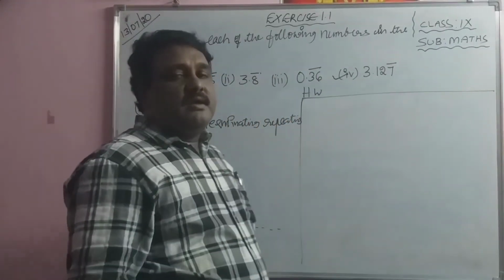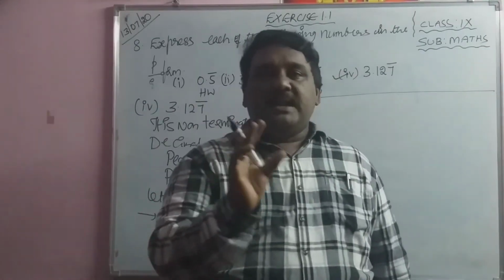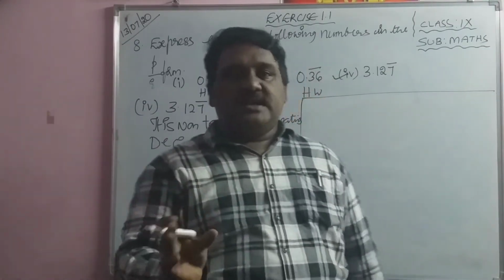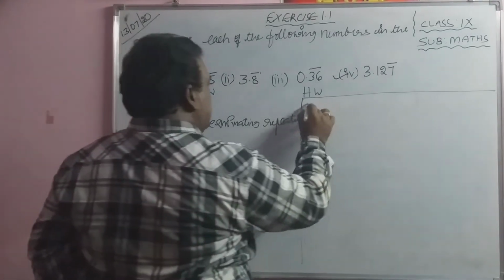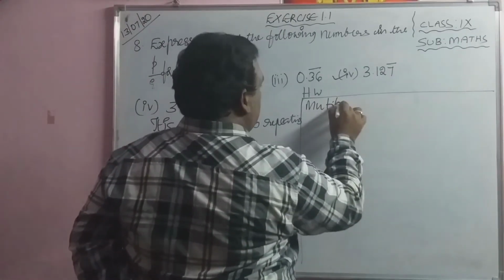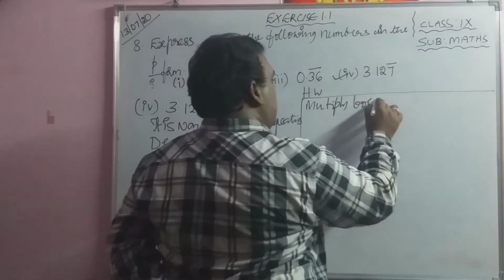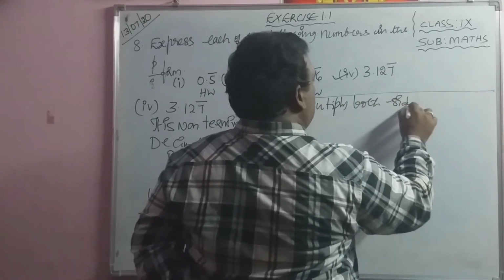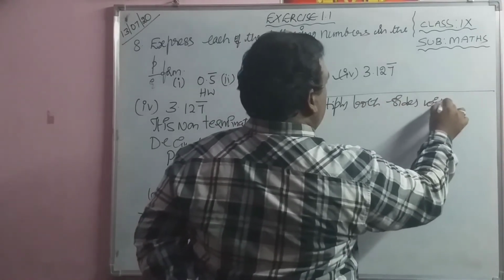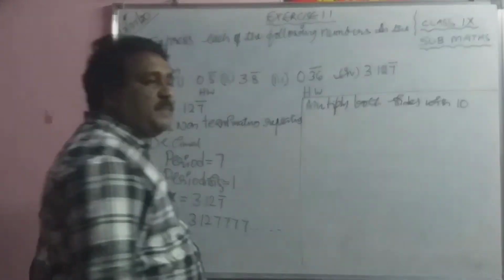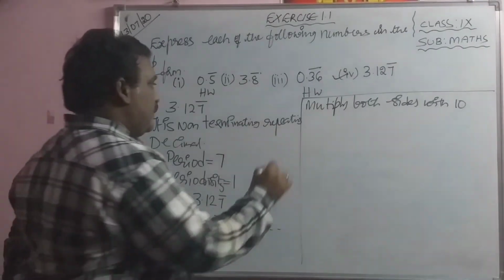Here again one number is repeating. Multiply both sides with 10.